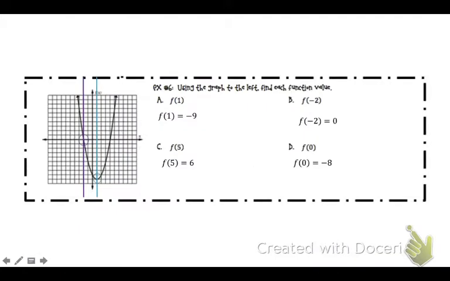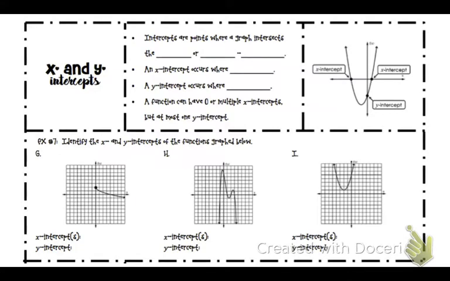Okay. F of 5 is 6. F of 0 is negative 8. Okay. Now let's go to x and y intercepts.